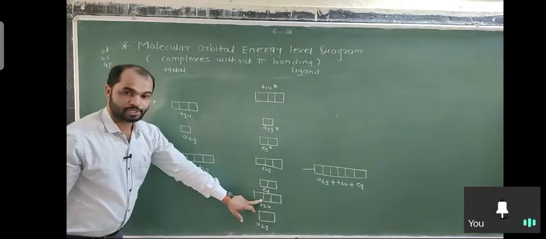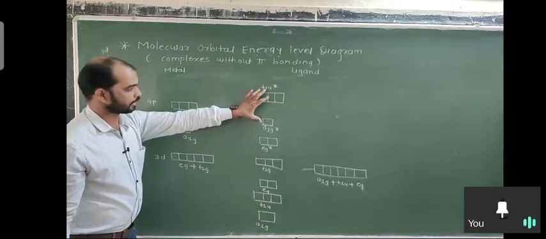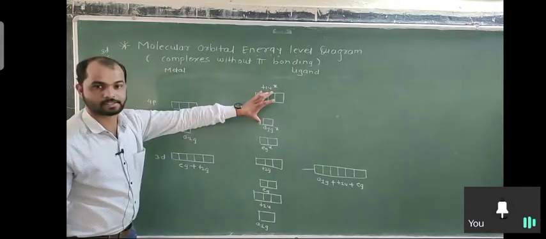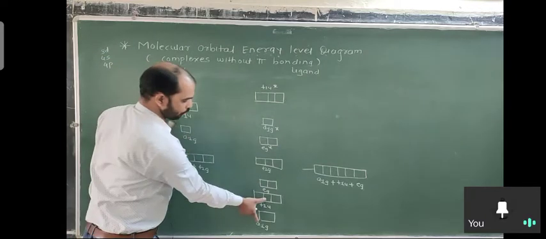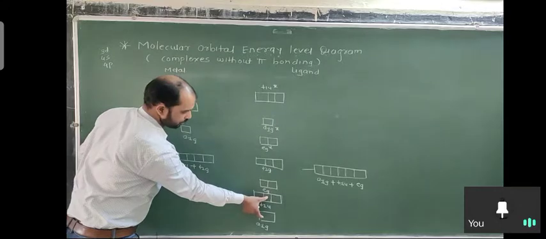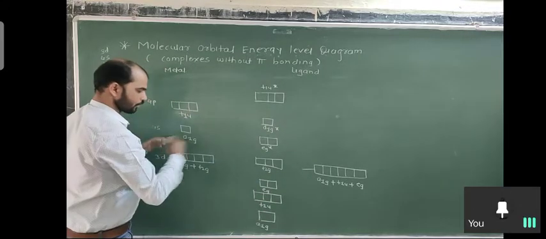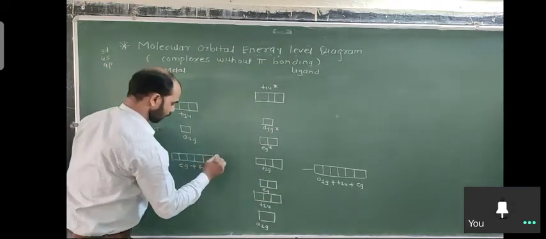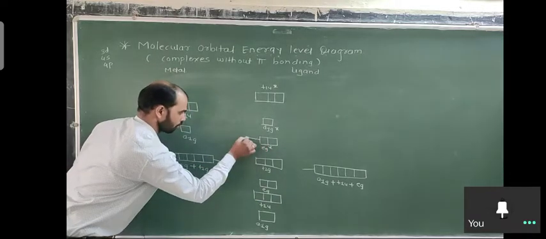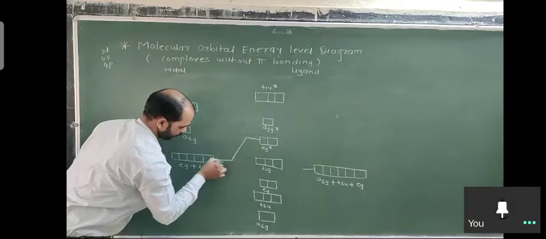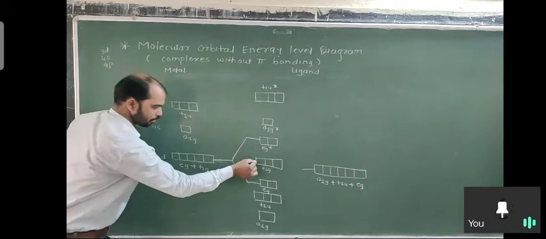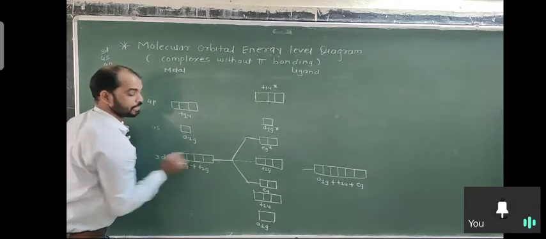A1g and T1u are at the lowest, and there the order is just reversed, but here this order is the same as here. Then we just join them to each other. So Eg is part of this one, Eg is coming from this. It is non-bonding, both having the same energy.